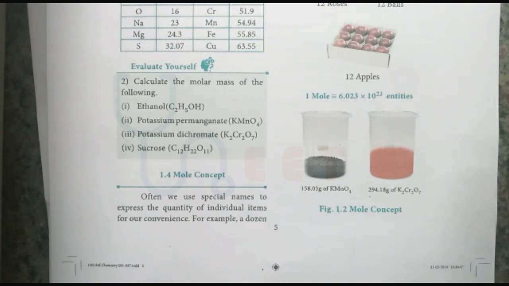At the same time, we buy notebooks by using the word quires. One quire represents 25 single sheets in a notebook. Words like dozens and quires are used to identify quantities. In the same way, the amount or quantity of a substance is identified in terms of moles.